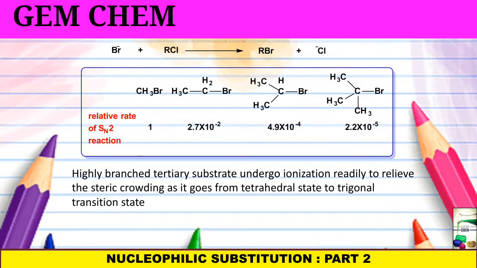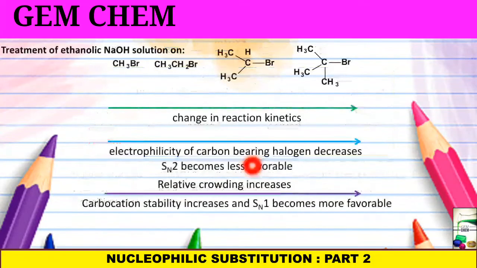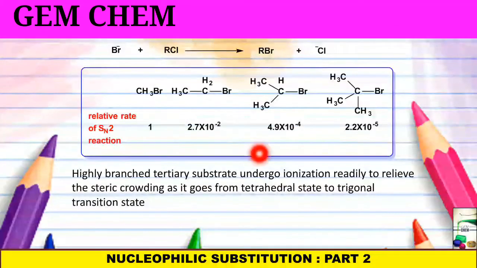We will see another example. If we consider this reaction, that is, replacement of a halide with another halide, then the relative rate of the SN2 reaction agrees with those observed in the previous case. This one will show an SN1 reaction, whereas this is favorable towards SN2. If you see here, CH3Br has a relative rate of 1, whereas this has the least relative rate, that is 2.2 into 10 to the power minus 5, since it is highly branched.